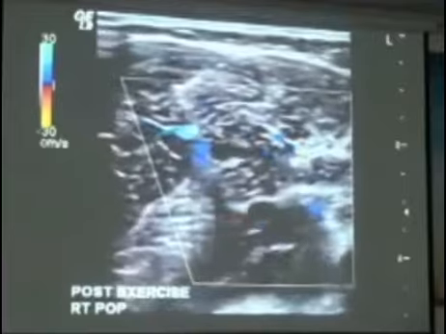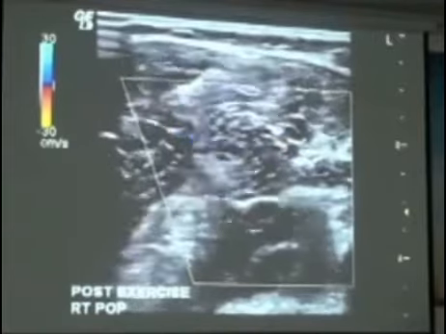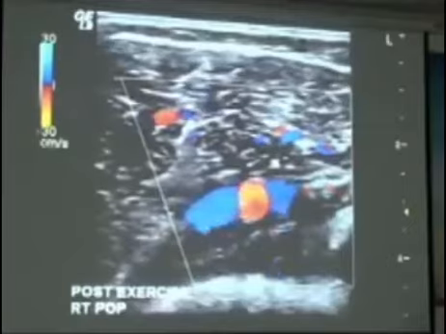And once again, just in transverse, so you can see the artery completely disappears when she goes up onto her toes.